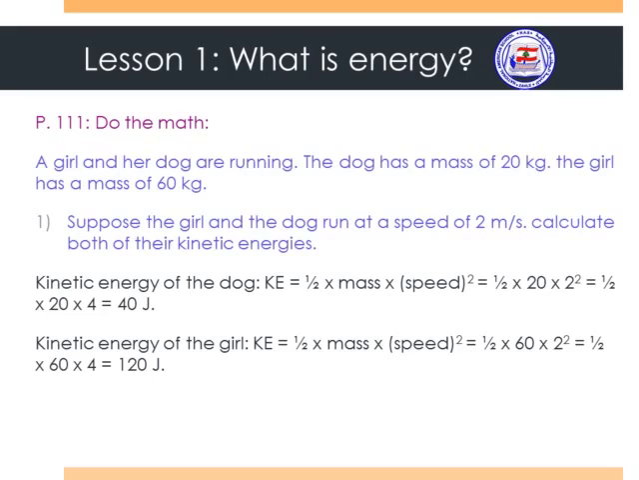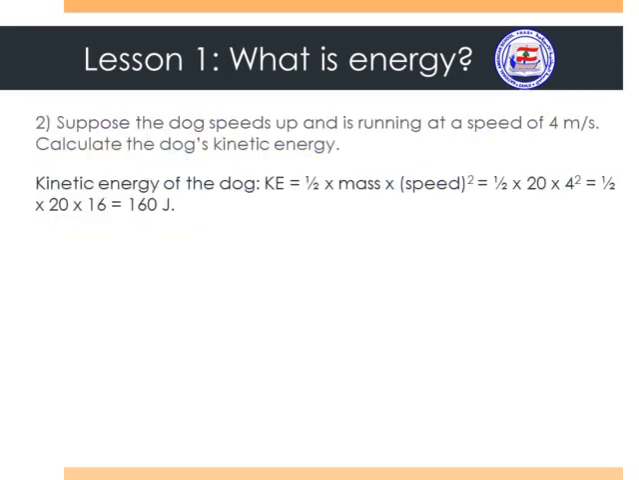We apply the same equation for the girl, but this time the mass is 60 kilograms. We get 120 joules. Part 2. Suppose the dog speeds up and is running now at a speed of 4 meters per second. So the dog increased its speed, which means that now we should get a higher kinetic energy.